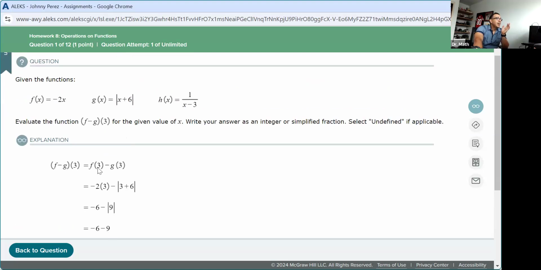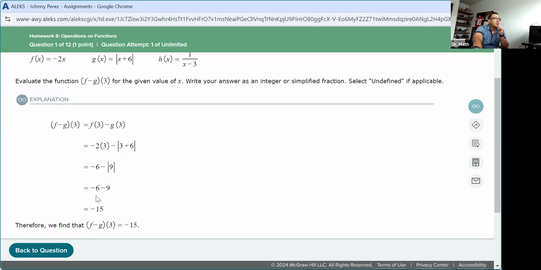All right, so I plug it into f. Notice the work down here. So negative 2 times 3, that's negative 6. And then g, you're going to plug in the, sorry, the 3. And then you get 3 plus 6 is 9. And you take the absolute value of 9, which is 9. And that minus, you just keep dropping it like it's hot. Bam, bam. So at the end, you're just left with negative 6 minus 9, which gives you negative 15. And so that's our answer for this problem right here.